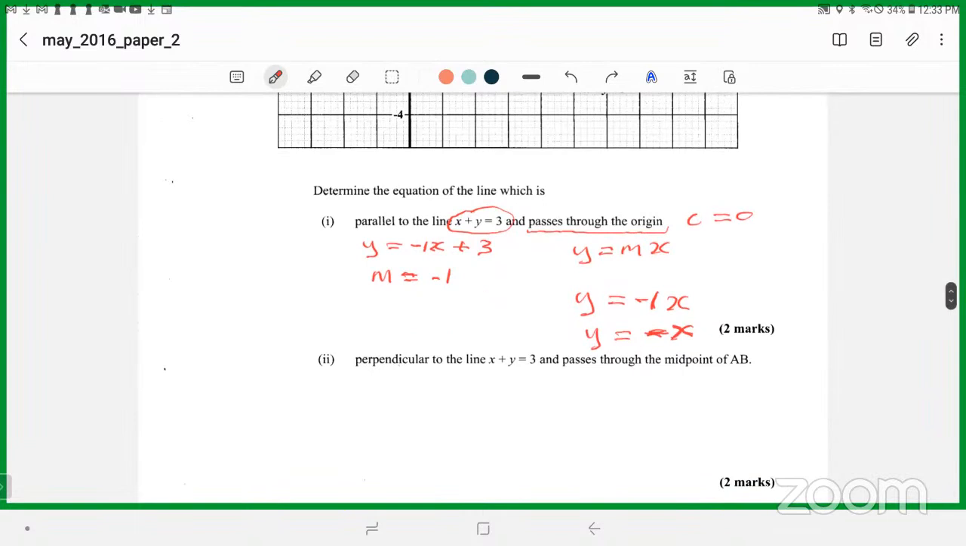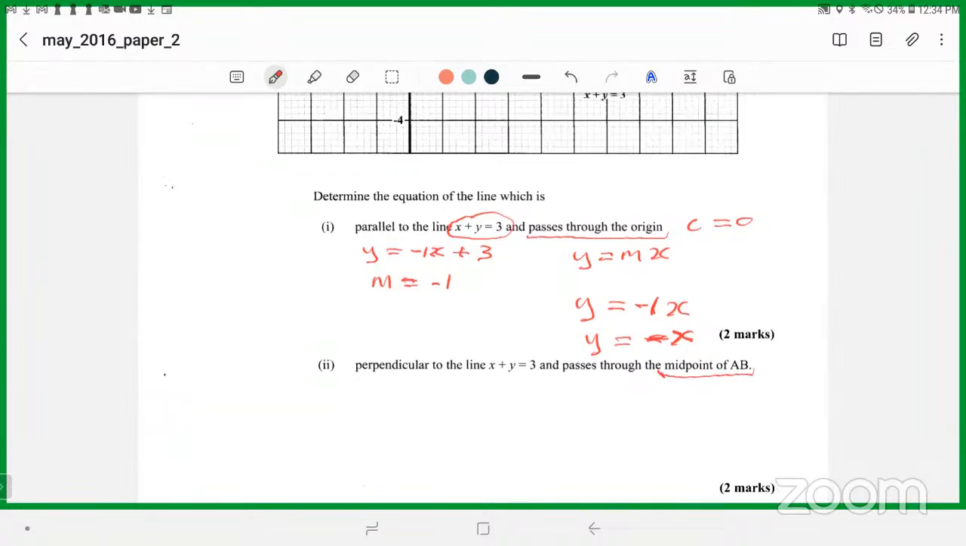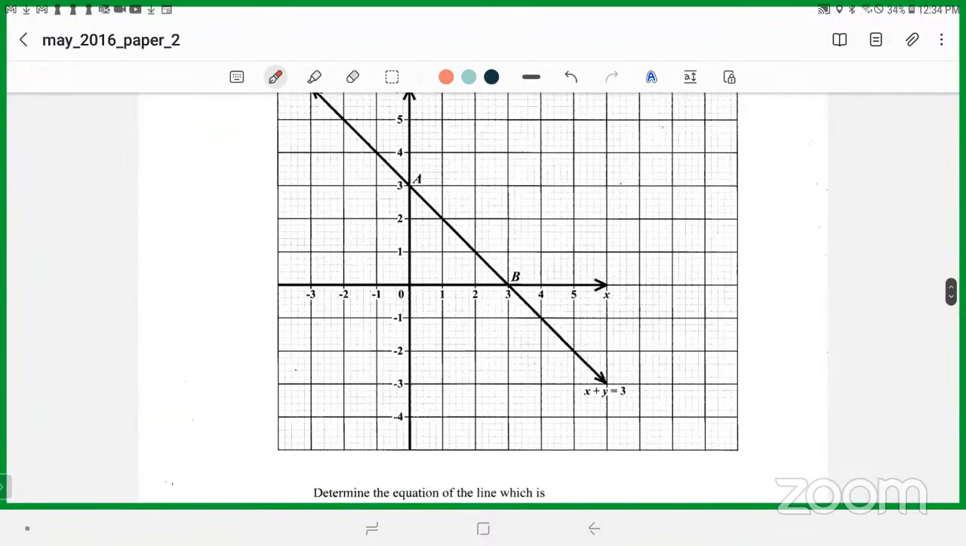This one says no. They want the perpendicular line now, you know. The line that is perpendicular to this. I want it to pass through the midpoint of AB. You want the line passing through the midpoint of AB, and it must be perpendicular. So to find the equation of that line now, you need a gradient and a point. The point they're talking about is the midpoint of AB. Let's look at the diagram. It's kind of easy on this one.